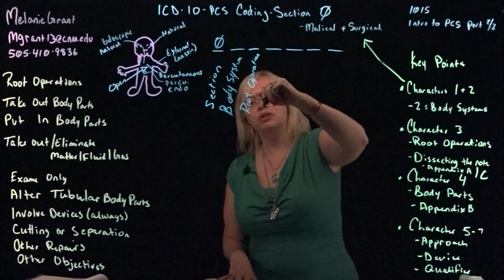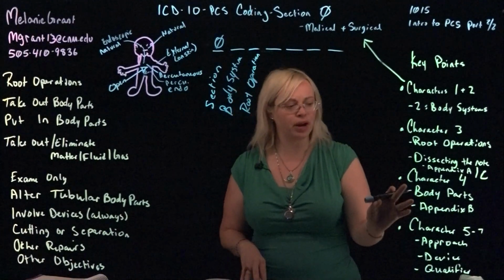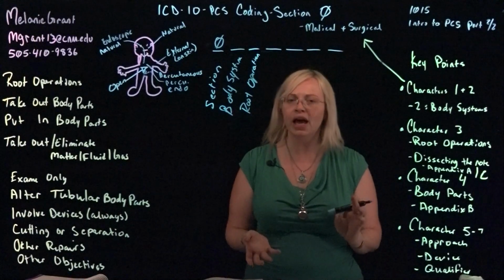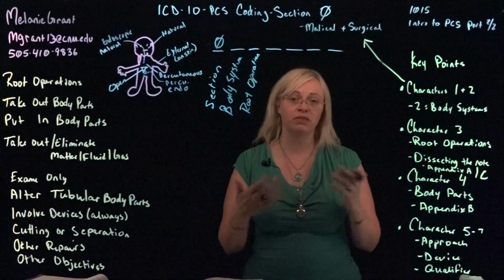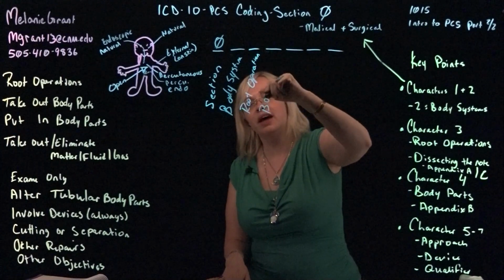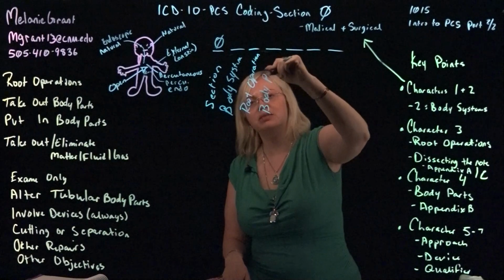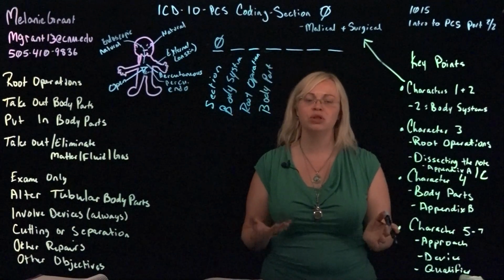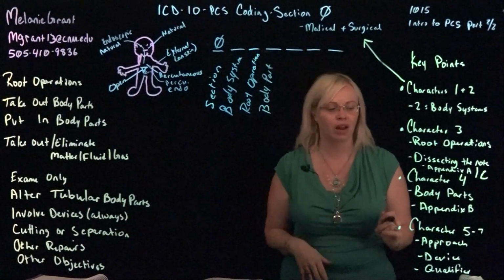For our fourth character, we're going to be looking at our body part specifically within the body system. So we've already said different body systems based off of the areas, but now we're going to look specifically at what body part within that. And this is another thing we'll be taking some time to look at today, and some of the appendices that are available to you for this identification.